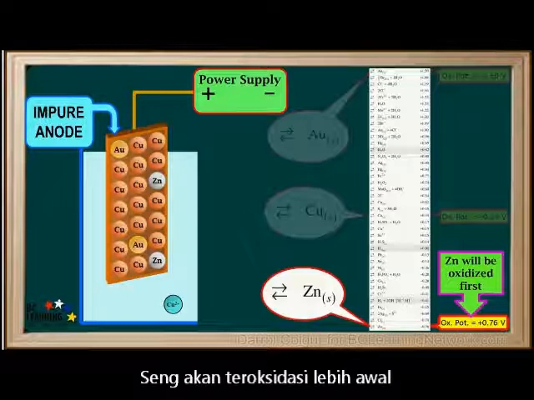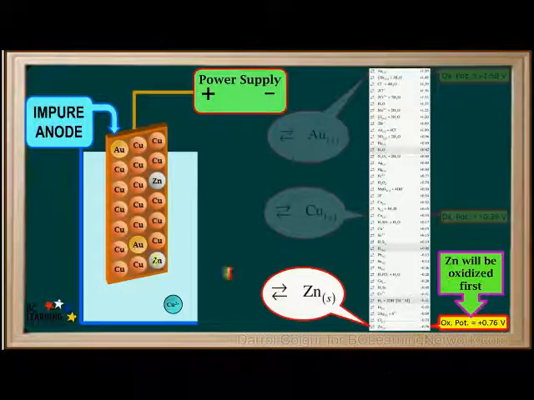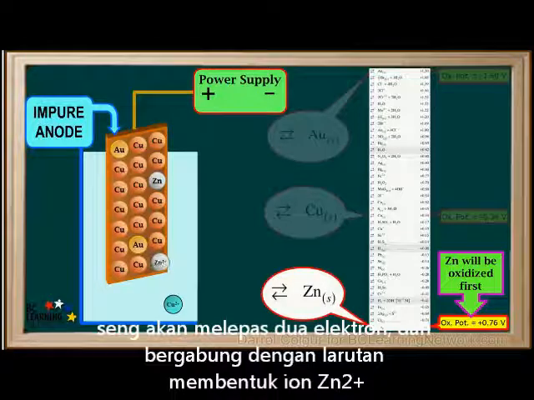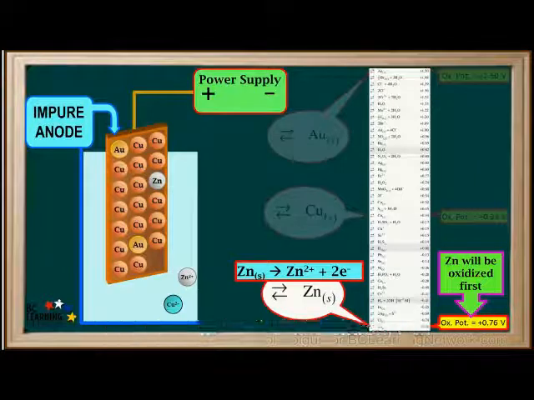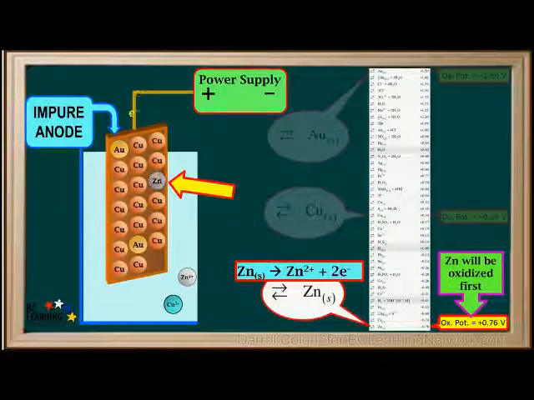It has the highest oxidation potential of all three, and is lowest on the right. Looking at this zinc atom, it will lose 2 electrons to become a zinc 2+ ion, which will then leave the electrode and go into the electrolyte. The half reaction for the oxidation of zinc is Zn gives Zn2+ plus 2 electrons. Additional zinc atoms will be oxidized to the zinc 2+ ion, which will leave the electrode.